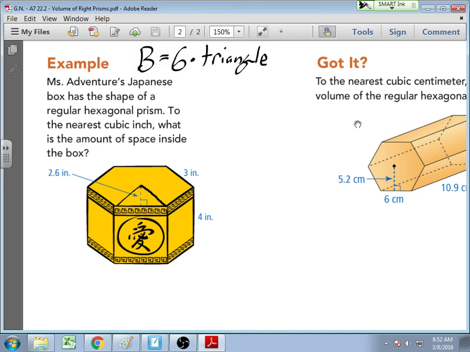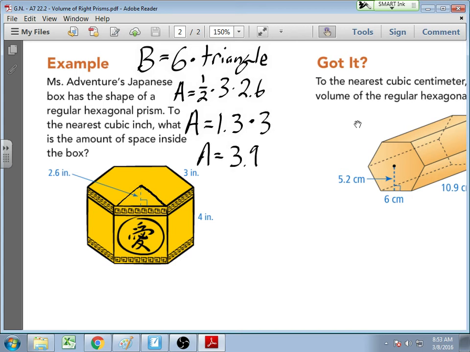So I first want to find that triangle area, so I'm just going to use A for my triangle area. It's going to be half the base side, which is a 3, and the height of it I see is 2.6. Half of 2.6 is 1.3, and then I multiply that by 3 just because the multiplication is a little easier. That's 3.9, and now to find my big B, I got to multiply that by 6. And we see that our big B here comes out to be 23.4.